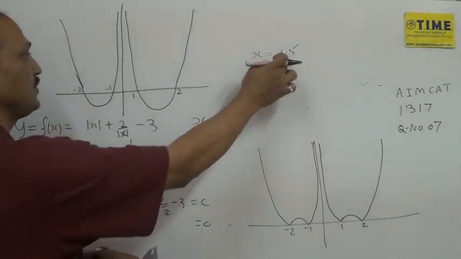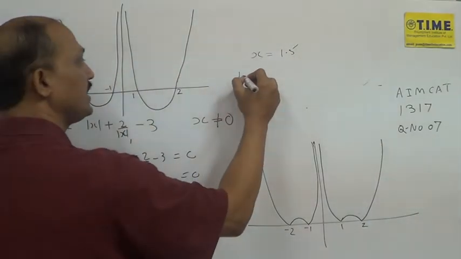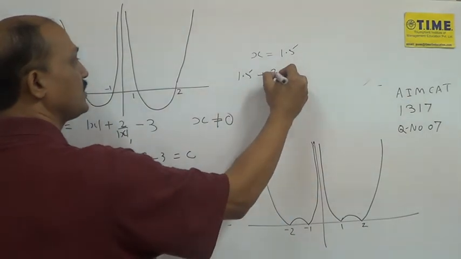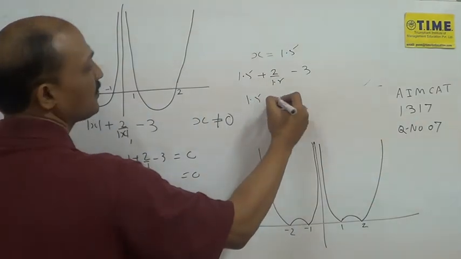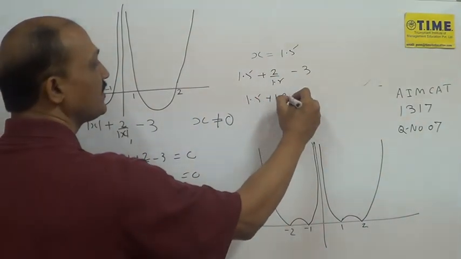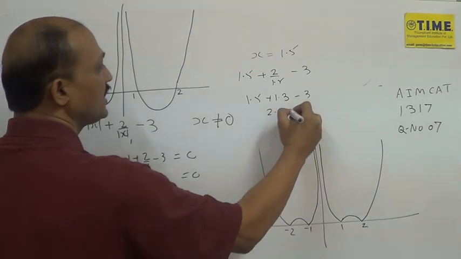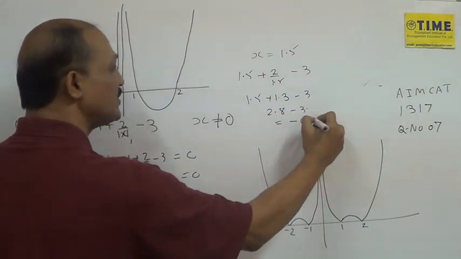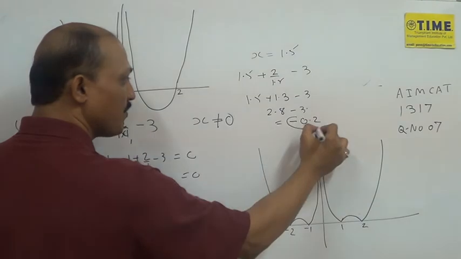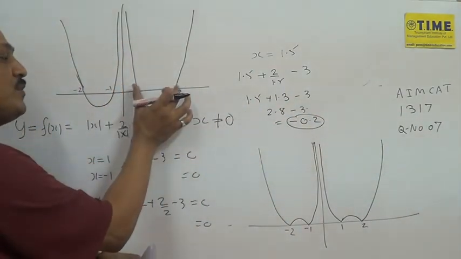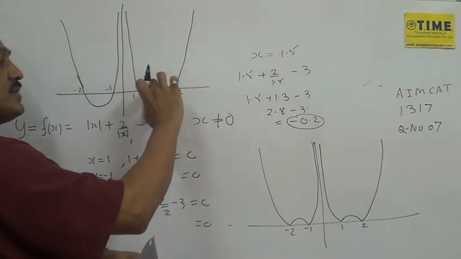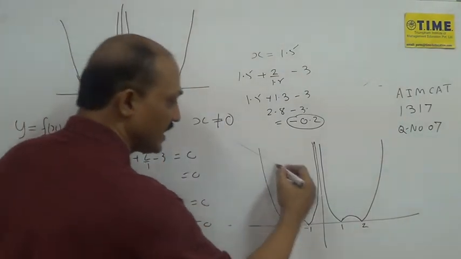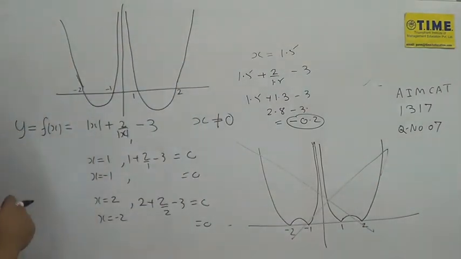For example, if I substitute 1.5 in this, what I get is 1.5 plus 2 by 1.5 minus 3, which is 1.5 plus approximately 1.3 minus 3, which is 2.8 minus 3, which is minus 0.2. The significance of minus is that I have taken a simple value here, for the value 1.5, the value of y is negative, means what? I can reject this as my possible option and mark this as my possible answer.